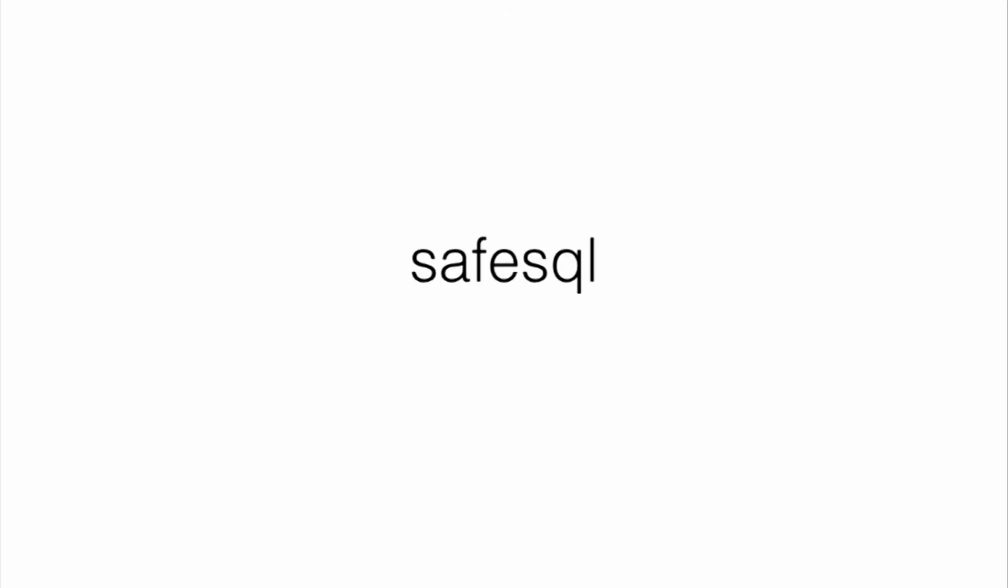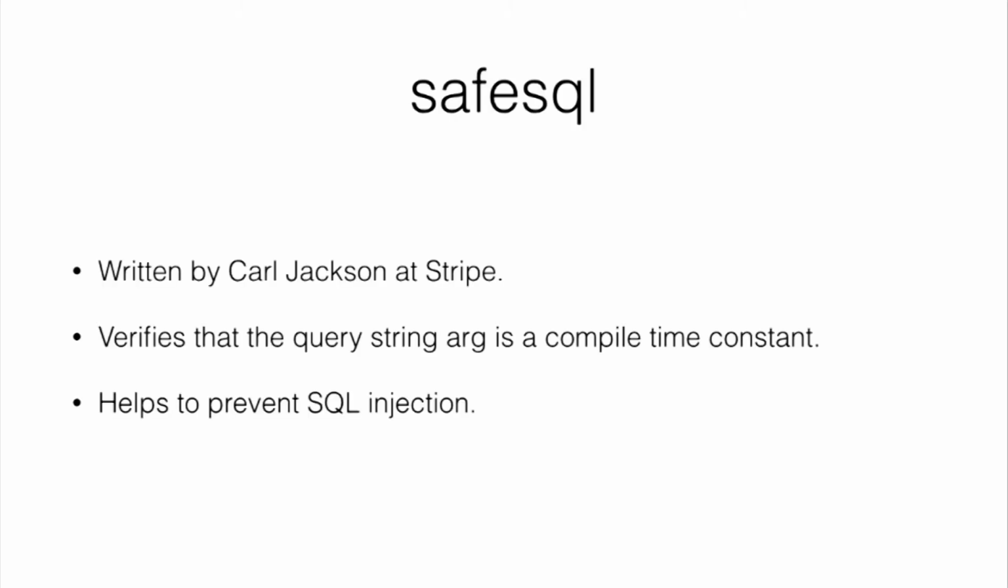So there's a tool called SafeSQL, which is really interesting. It comes out of Stripe from a guy named Carl Jackson. And it goes through and finds calls to your database, SQL calls, and checks to see that the query string that you're passing in is a compile-time constant. And this helps to prevent SQL injection, because you don't want to get random input.